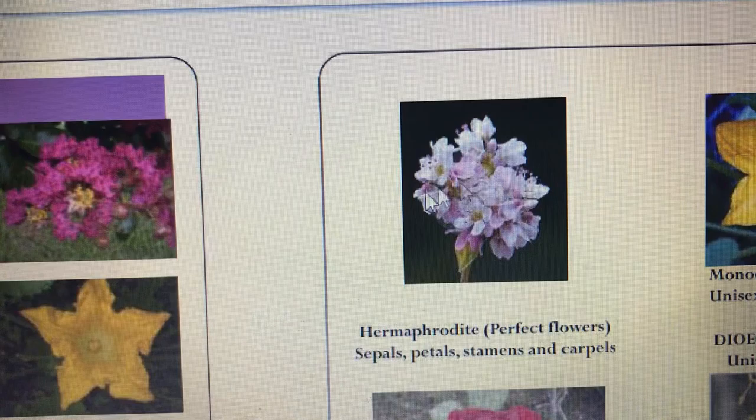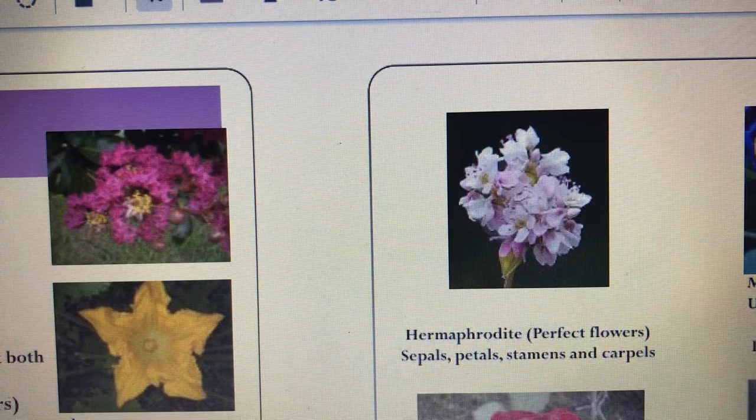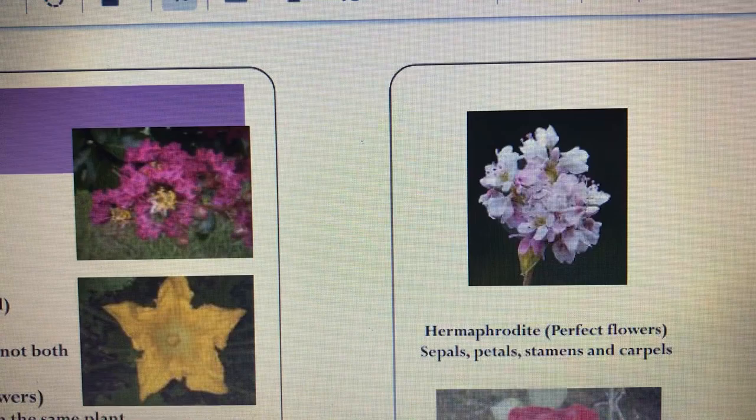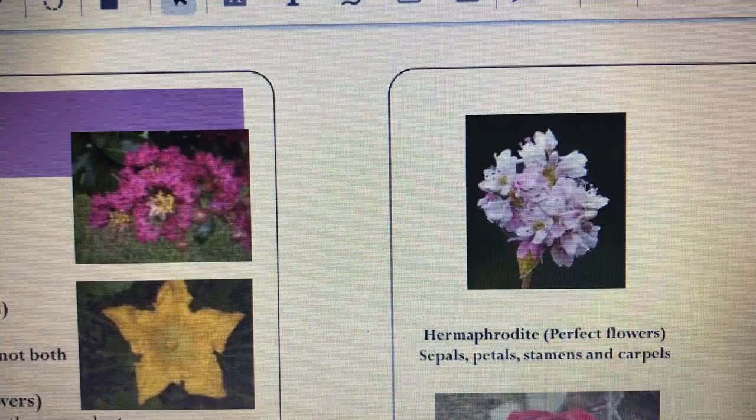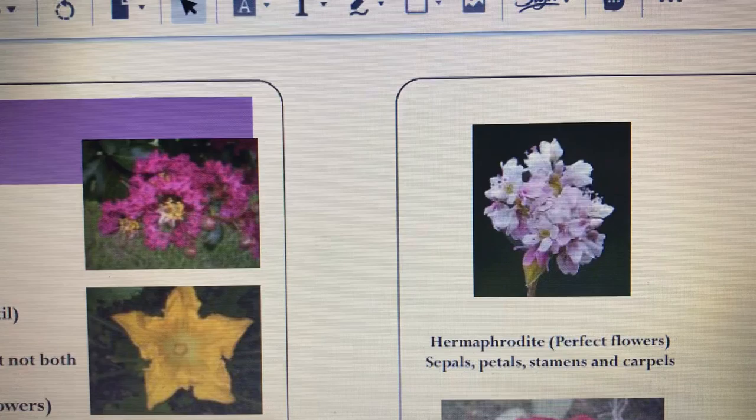Now this is an imperfect flower. This is monoecious, which means unisexual flowers on the same plant. The female flowers and the male flowers are on the same plant. Some examples of this are cucumbers, maize, oak, birch, and watermelon.